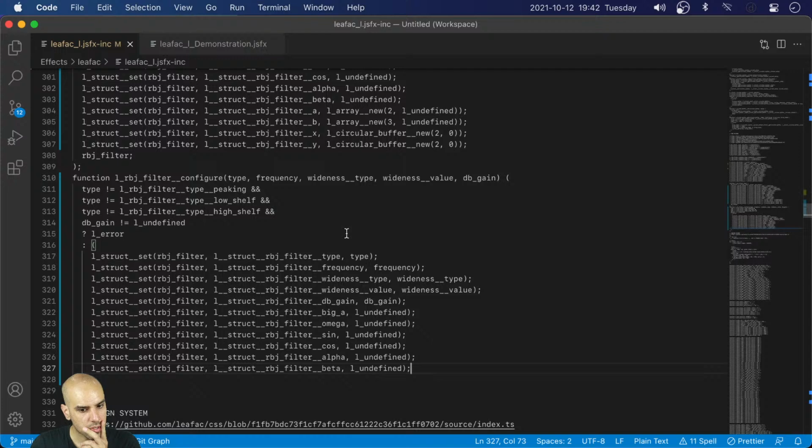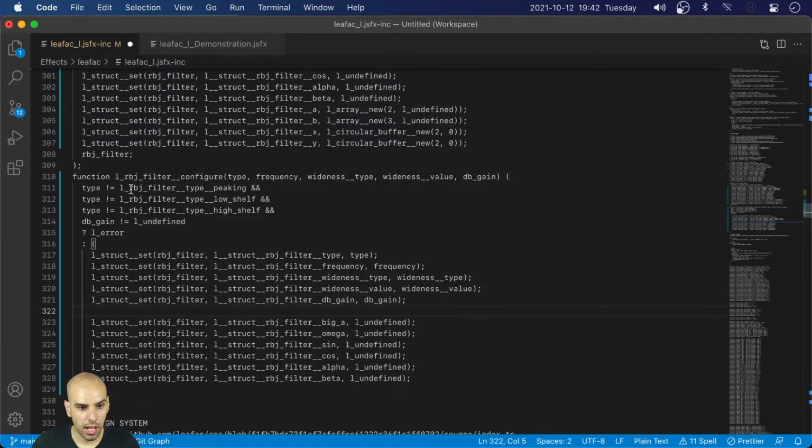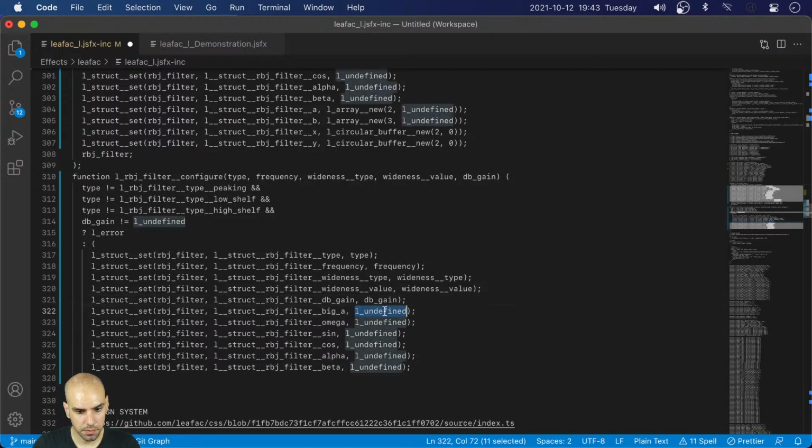All right. So what is up? I'm computing big A, right? So I need to check. Am I in a peaking filter or low shelf or a high shelf? If so, I'm going to compute big A. Well, I think I'm going to do it like this.